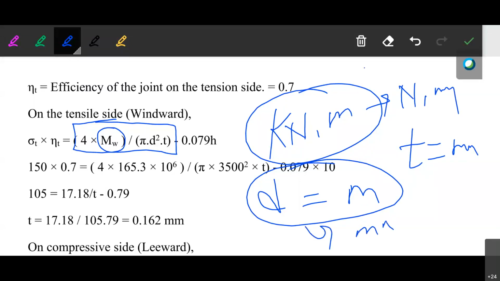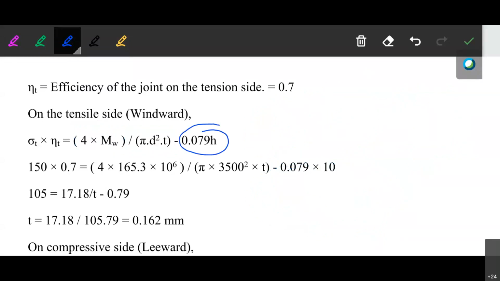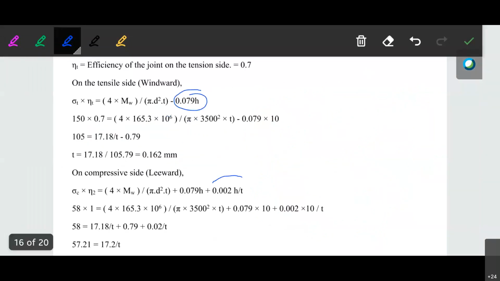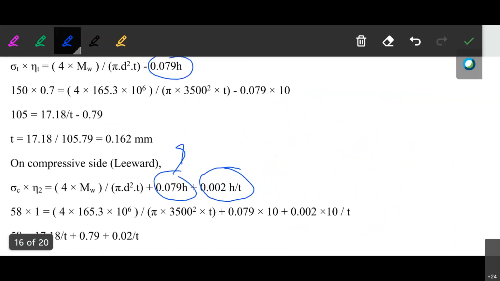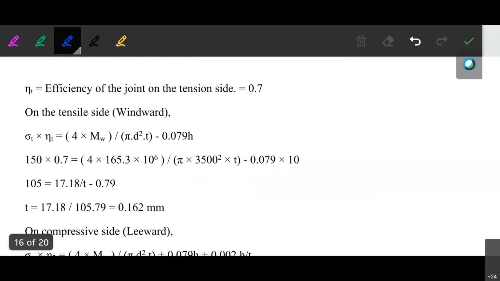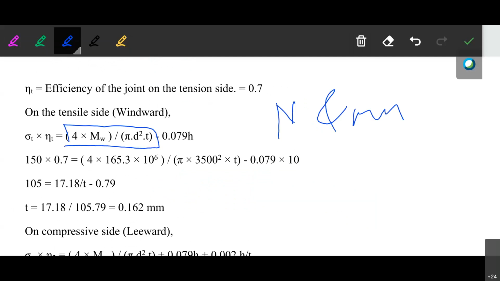Okay, so remember that only here, while inputting the particular lining or the self-weight, the stress due to the self-weight or the stress due to the lining, we are going to input the value of the h in the meter. Whereas in case of the wind load, all the values should be in the Newton and the mm.